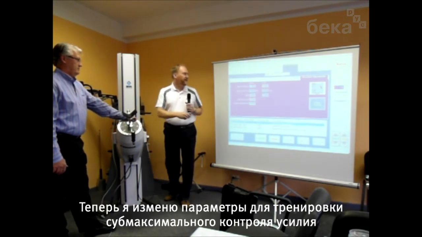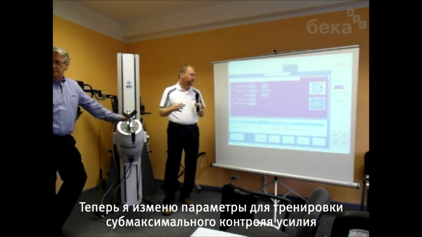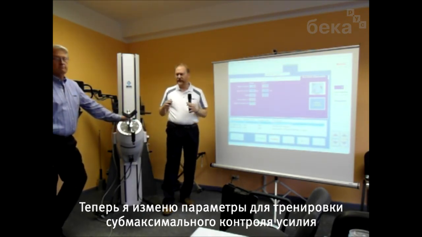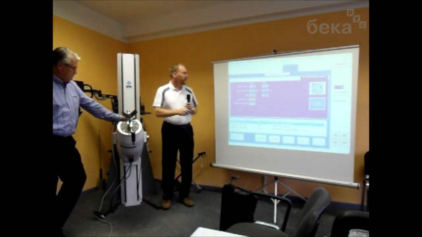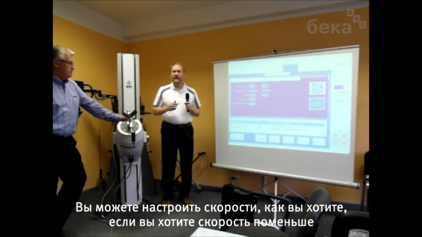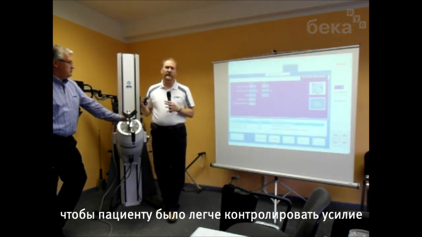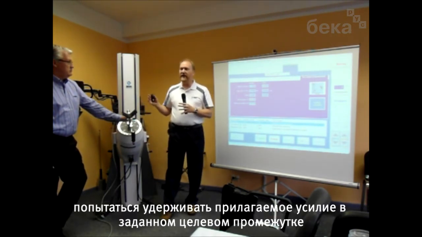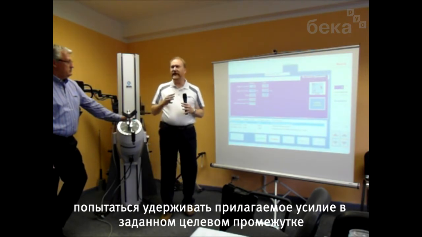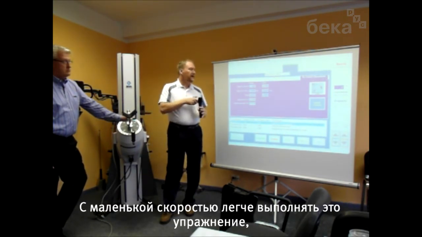So I'm going to modify the parameters now to make some changes to make this more suitable to a submax motor control train exercise. Again, you can adjust the speeds that you want. If you have slower speeds, it's easier for the person to control their force output, because for this activity, we're going to ask the patient to try to match their force output to a designated target range. And if the speed is slower, it's easier to do that.